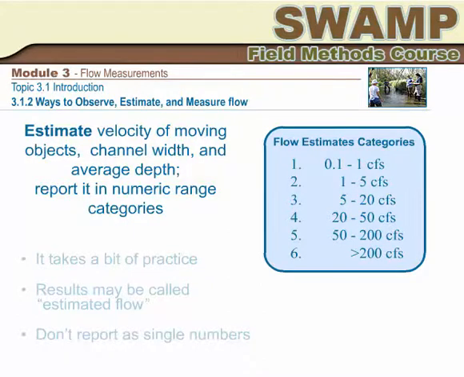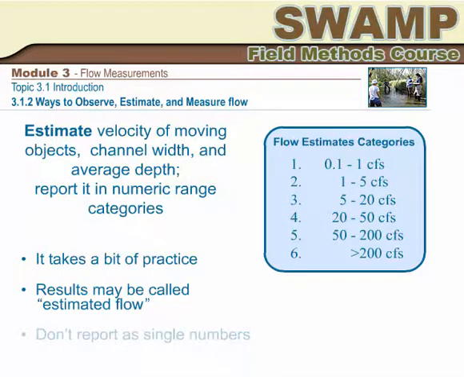Well-trained operators can do this when they are using skills acquired from previous experience in actually measuring these things again and again. The results of flow discharge estimates may be called estimated flow and reported as a numeric range category. For example, if the estimate yielded about 12 cubic feet per second, it would fall within the category of 5 to 20 cubic feet per second.